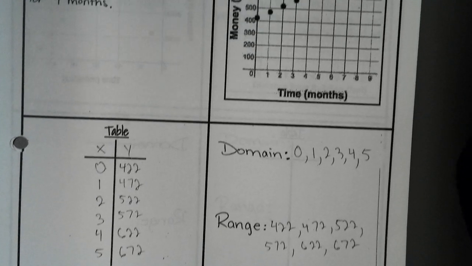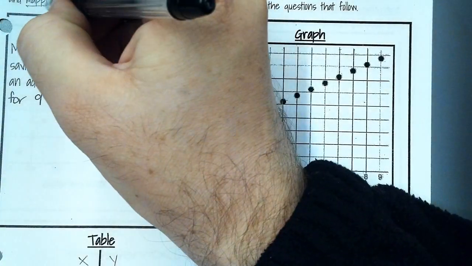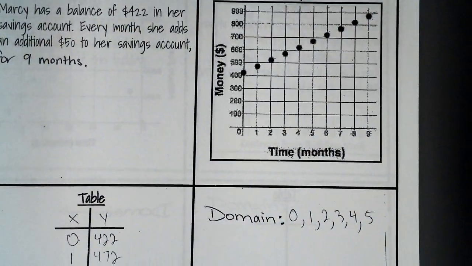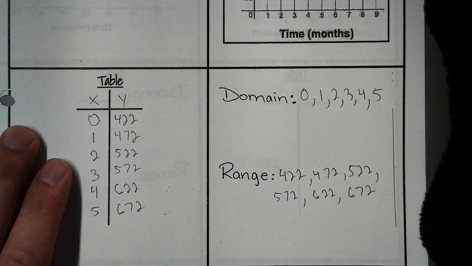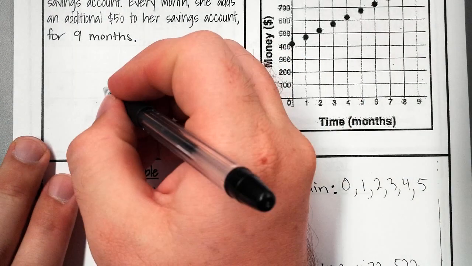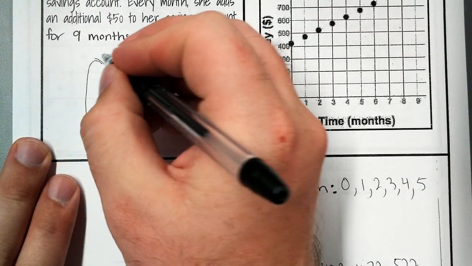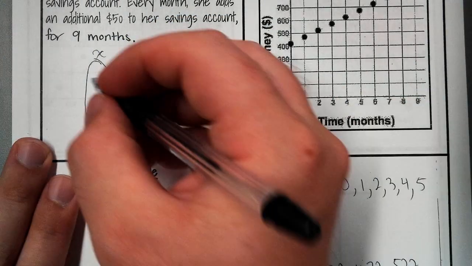Oh wait, we left out one thing right there. Create a table and mapping. So we need to make a mapping. For the mapping, it's going to be really easy since I've already got my domain and range. All I'm going to do is create a circle here for my x's, put in my x values. 0, 1, 2, 3, 4, 5. They're all in order.